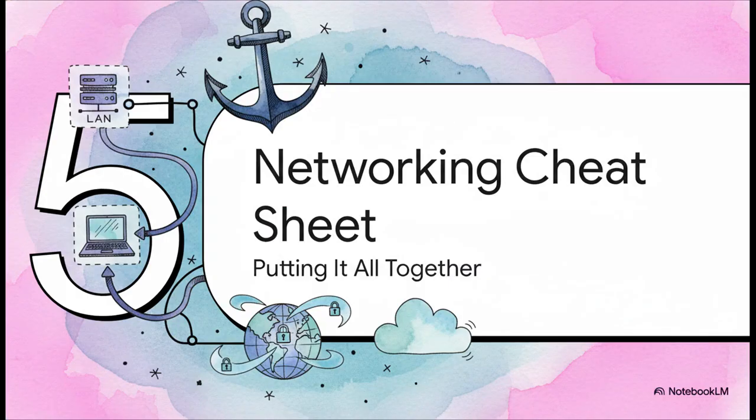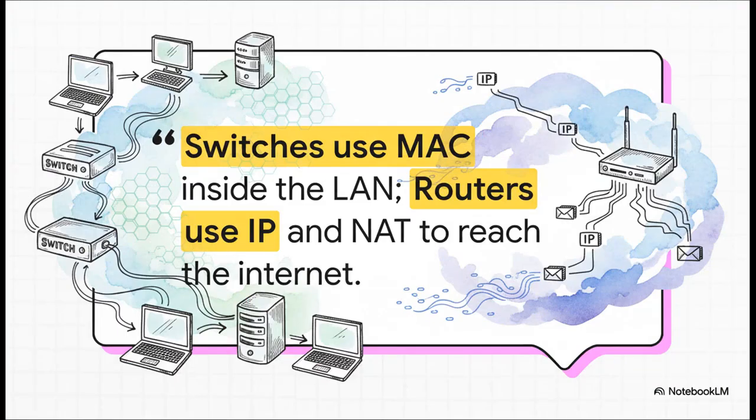All right, we have covered the entire journey, from a local message inside your house to a secure web request across the entire globe. Now let's lock in the most important ideas with a really simple, powerful memory anchor. I'm serious. Say this out loud right now. Switches use MAC inside the LAN, routers use IP and NAT to reach the internet. Truly understanding this one single sentence is the dividing line. It's what separates people who are just memorizing words from those who actually understand how a network really works.